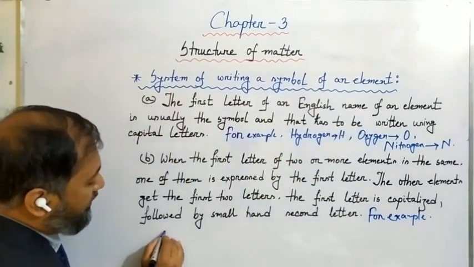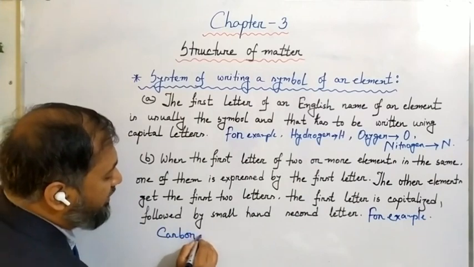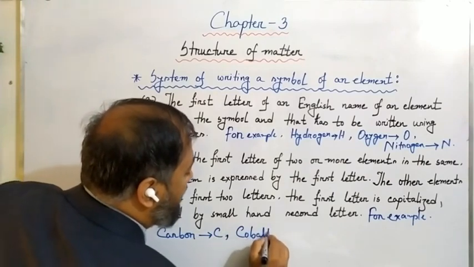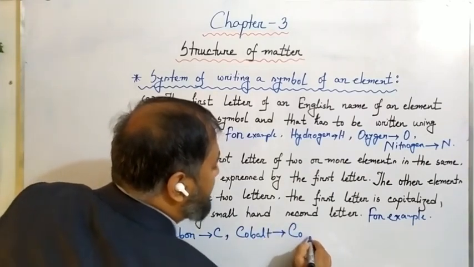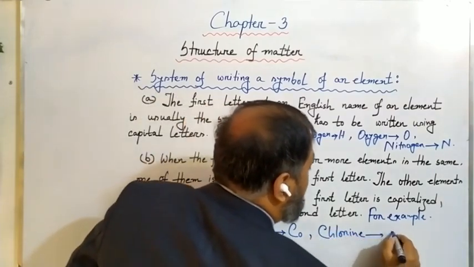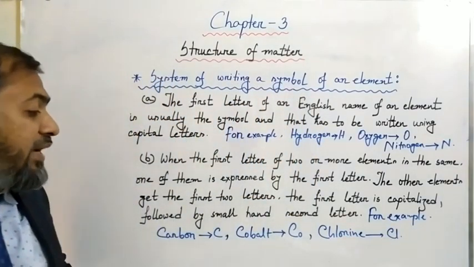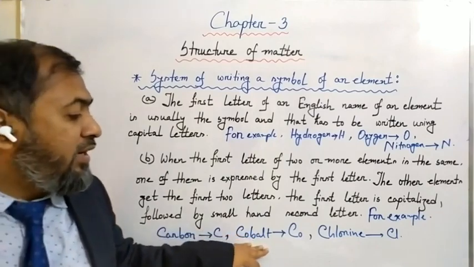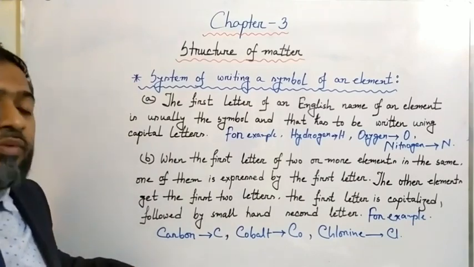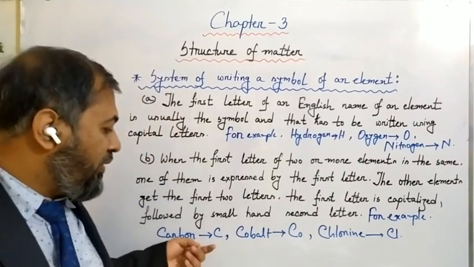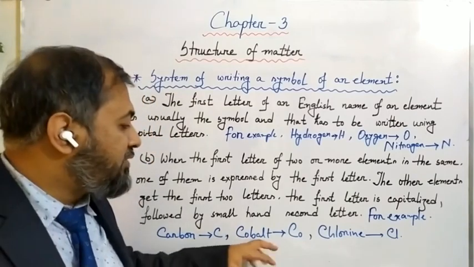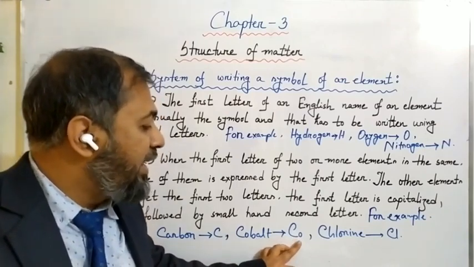We know the symbol of carbon is only C, but when we write down cobalt, the symbol will be Co, with a small letter o. Or chlorine, the symbol will be Cl. Now you can see three of the elements provided here: carbon, cobalt and chlorine. In these three cases, the first letter is C. But when we write down the symbol, what will we do? In the first case, we take the first letter, and in the other cases we take two letters, but the first letter must be capital and the second letter must be small.